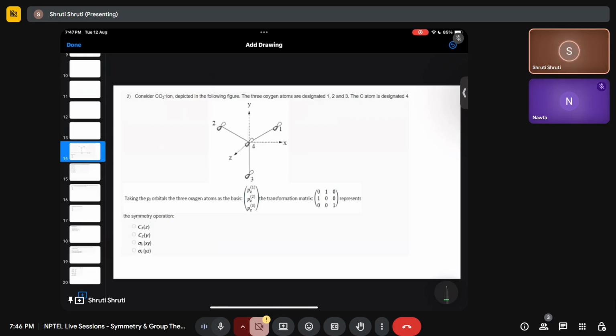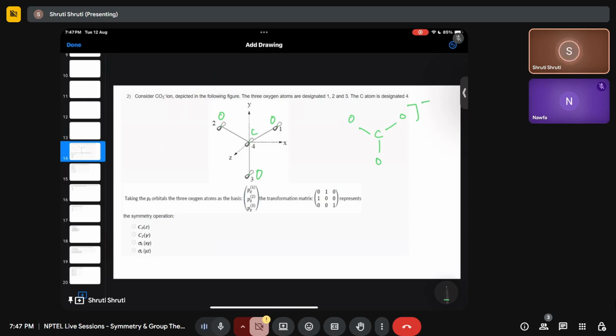Okay. Now here the question is, consider this carbonate ion. The 3 oxygen atoms are designated 1, 2 and 3. The C atom is designated as 4. So this 1 means an oxygen, 2 means an oxygen, and this 3 means an oxygen atom. And the fourth one is a carbon atom. So this is CO3 with a 2 minus charge, the carbonate ion.